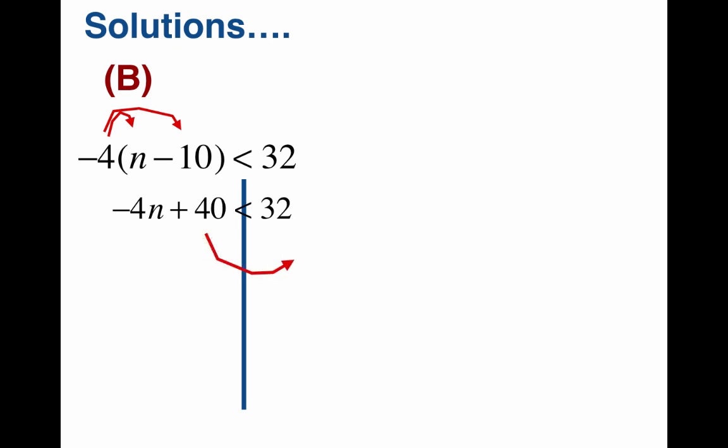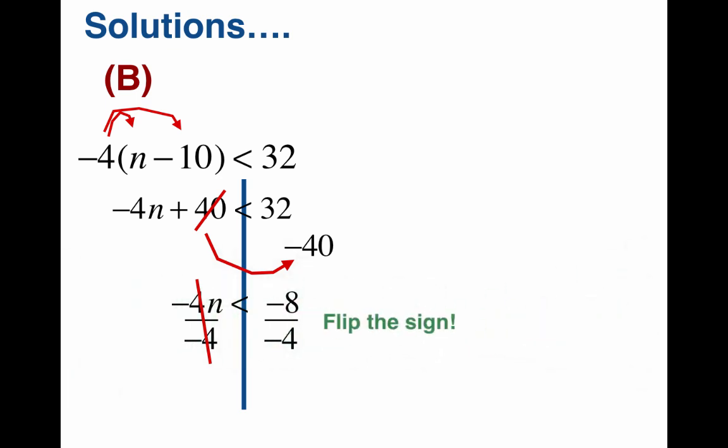So we're going to take the 40 to the other side. 32 take away 40 is -8. So a -4n is less than -8. Now divide that -4 away and get rid of it. 8 divided by 4 is 2, and a negative is a match, so it's a positive 2, but we got to flip the sign. N is greater than positive 2. Flip the sign because we're dividing by -4.